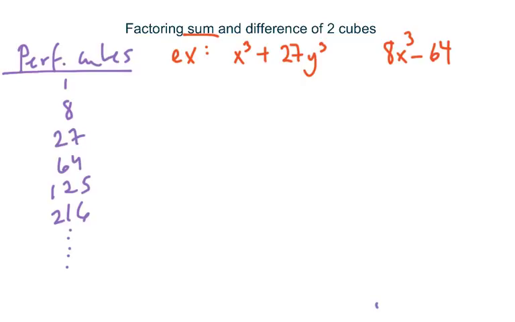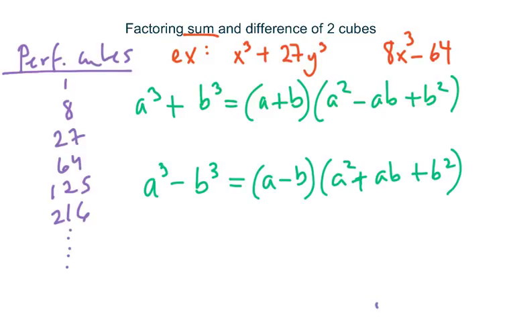Okay, so here is the formula for factoring a sum or difference of two cubes. My sum of two cubes, a cubed plus b cubed, is a plus b times a squared minus ab plus b squared. There's an acronym we use to help us remember this, which is SOAP, S-O-A-P, and that means same sign, opposite sign, always positive sign.